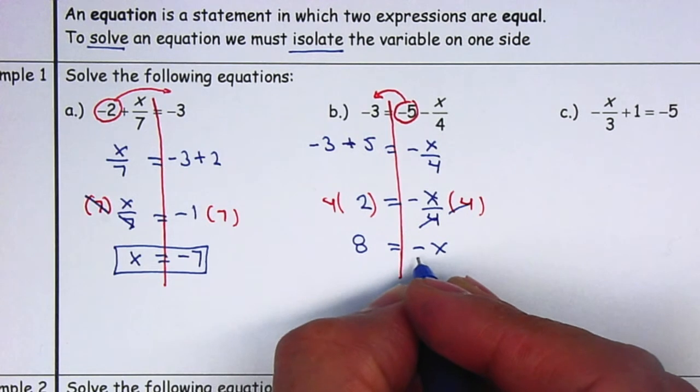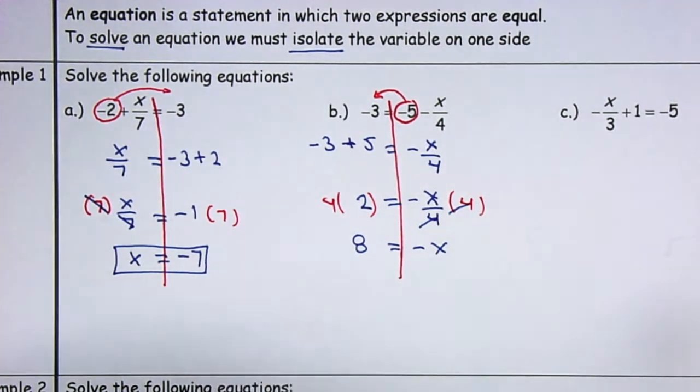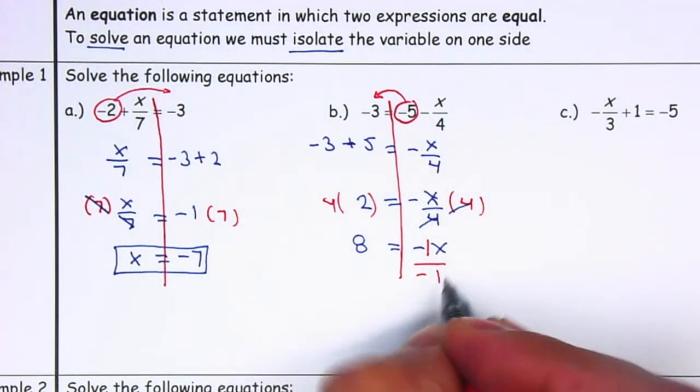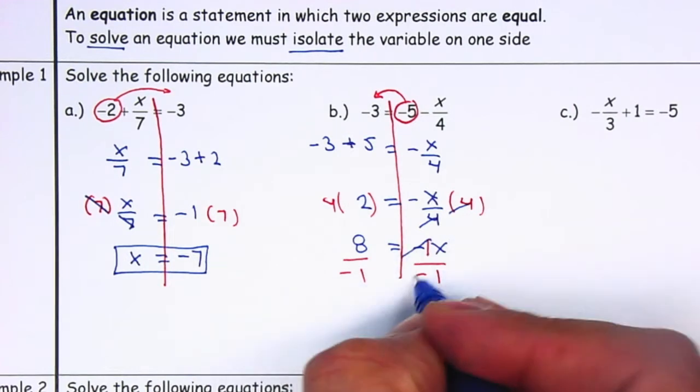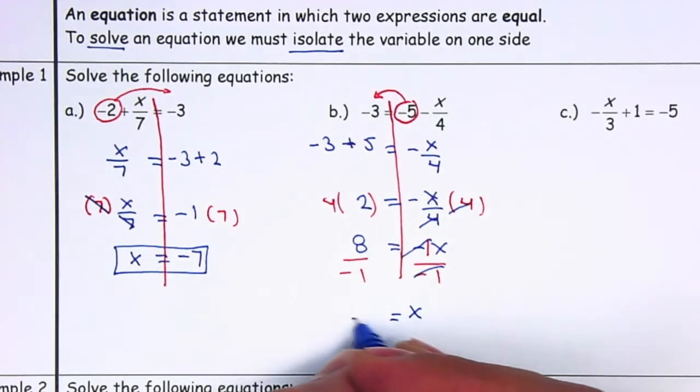And then to get rid of the leading coefficient, -1, we divide by -1 on both sides. That will cancel. So we have x is equal to -8.